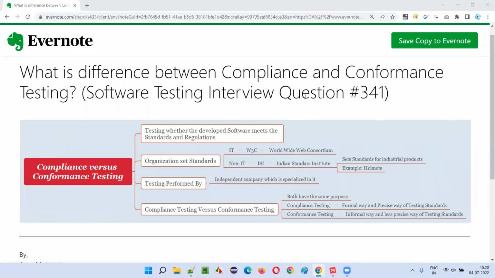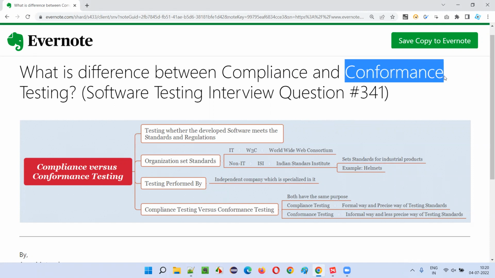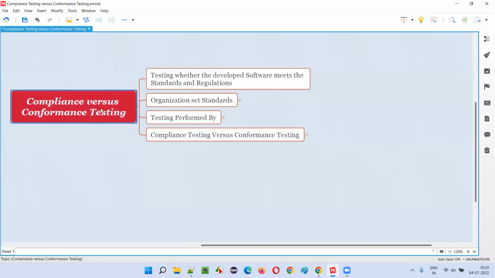In this session, I am going to answer software testing interview question 341. That is, what is the difference between compliance testing and conformance testing? Let me answer. So what is the difference between compliance and conformance testing?